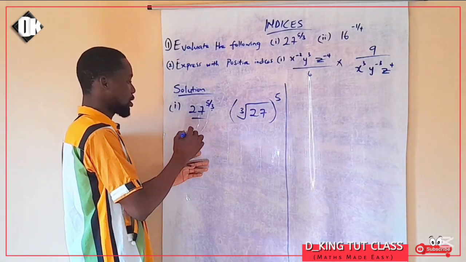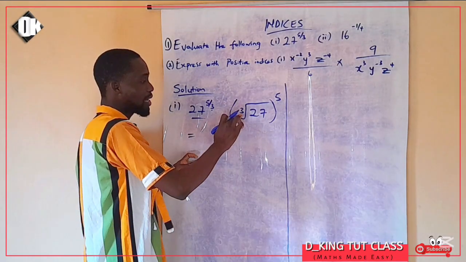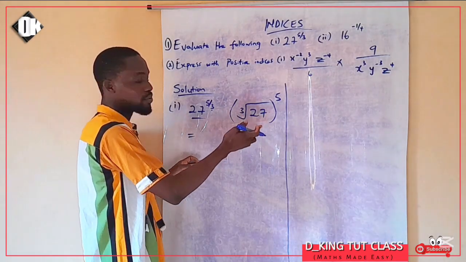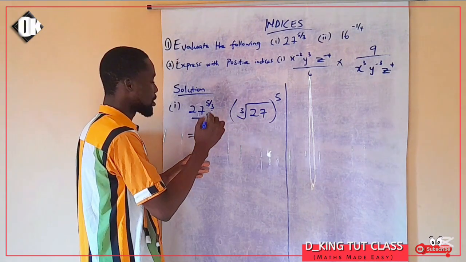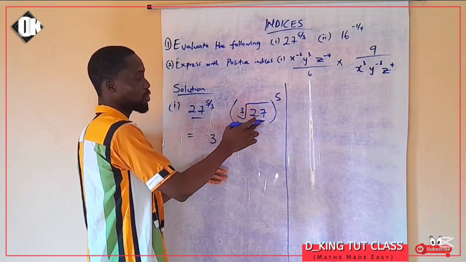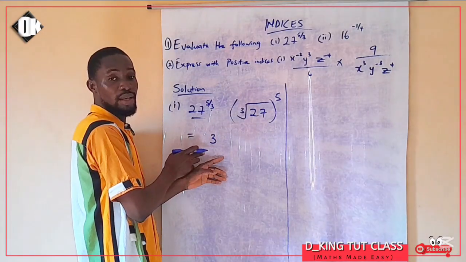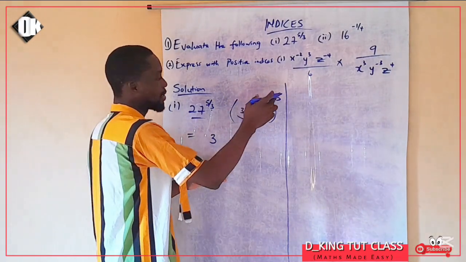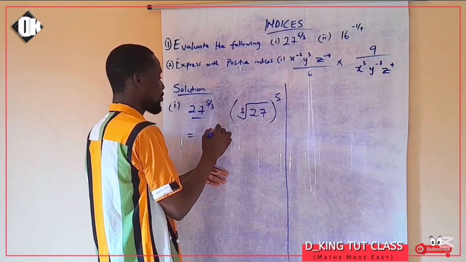Now, this implies that to solve, what will I multiply 3 times to get 27? And that's 3. Now, since I've gotten that, it means that the cube root of 27 is 3. Now, it implies that I now have 5 left.